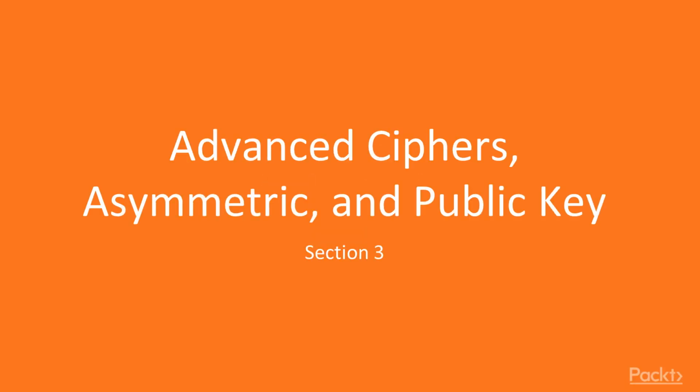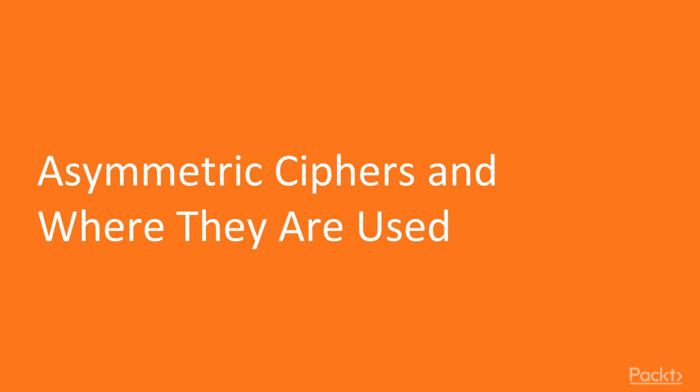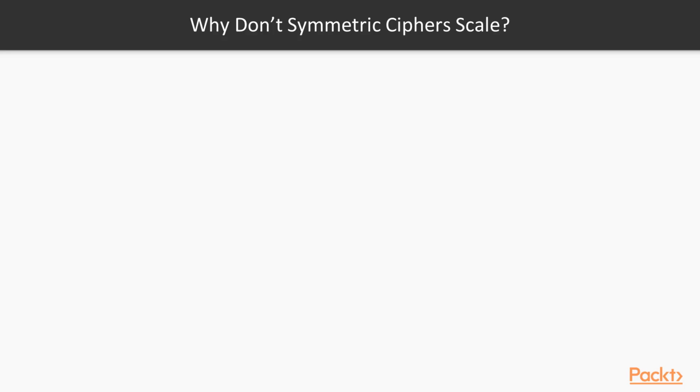Now we're going to move and start talking about advanced ciphers. What I want to focus on for this section is asymmetric ciphers and just cover the concept of where they're used and why they're chosen in certain areas. Why don't those symmetric ciphers scale? Why do we need asymmetric and why don't we just stick with the symmetric ciphers?